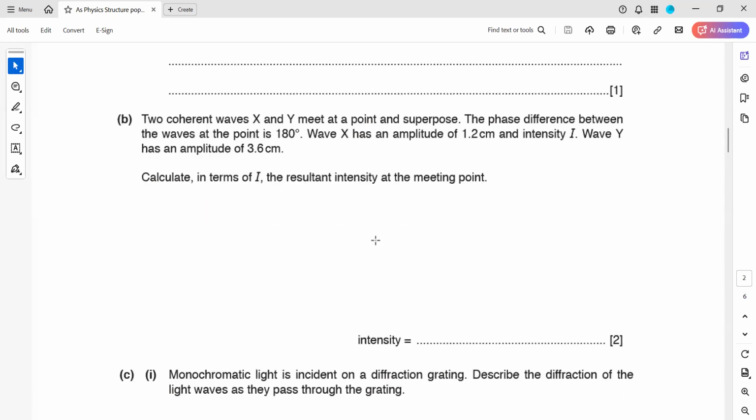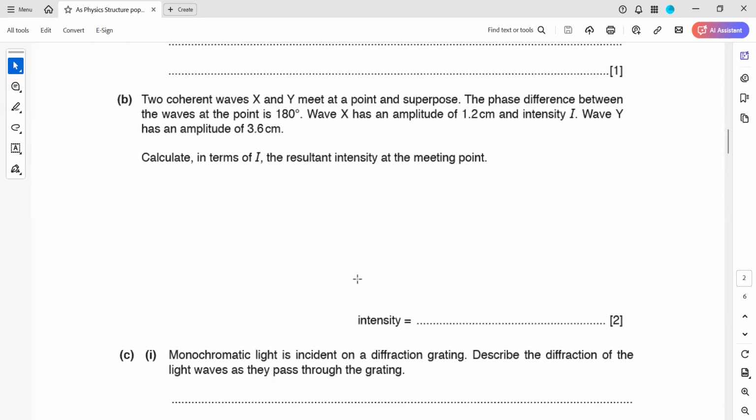Question one, part B. Two coherent waves X and Y meet at a point and superimpose. The phase difference between the two waves at this point is 180. So if the phase difference is 180, it means it's a destructive interference, because if the phase difference is 360 or 2 pi radian, then it will be a constructive interference. The wave X has an amplitude of 1.2 centimeter and intensity I. The wave Y has an amplitude 3.6. Calculate in terms of I the resultant intensity at the meeting point.